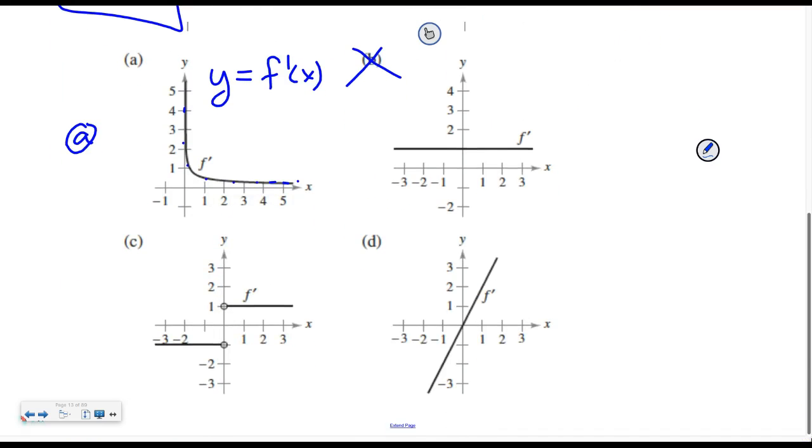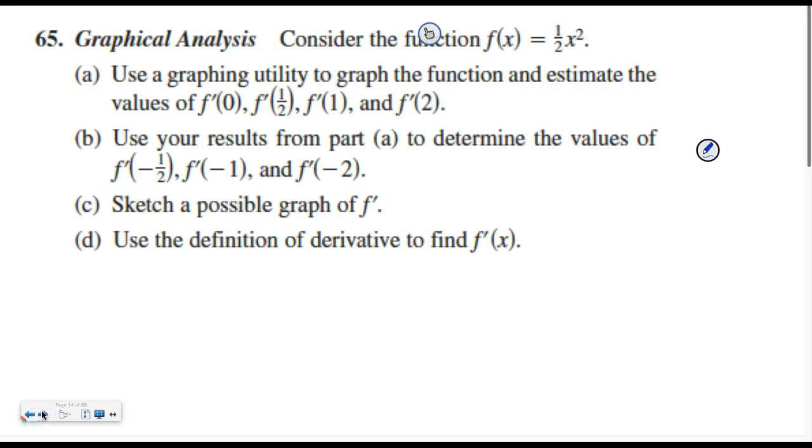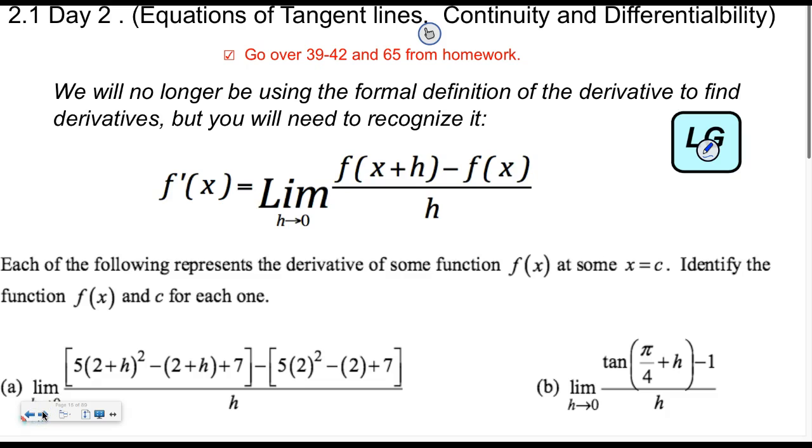C. We're going to skip because that took me a while. You can skip 65. We'll get the gist of this later. So go ahead and just cross that off for your homework. So here we go. We just did this. I went over these. You can skip 65. We'll cover its skills in a little bit.